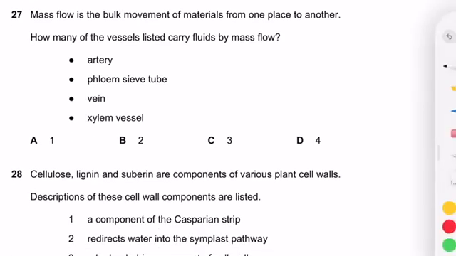Okay, mass flow is the bulk movement of materials from one place to another. How many vessels listed carry fluids by mass flow? Artery, phloem sieve tube, vein, and xylem vessel. All of them, of course, it's D.